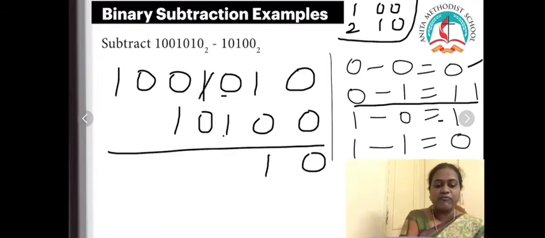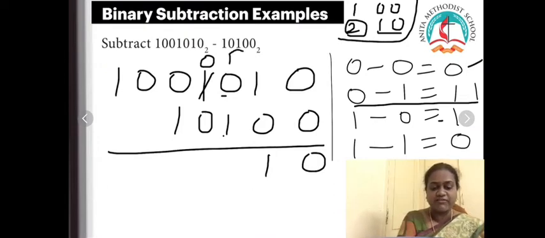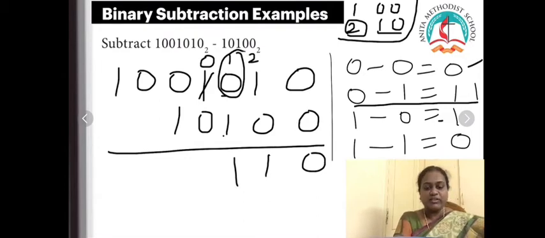So here we have 1. So from 1 I am going to borrow 1 here. So this will become 0. So as I said, if it is 1 0, then the value is 2. You can think about the decimal value here, 2. So this will be 2. So 2 minus 1 will be 1 over here. So here 0 minus 0 will be 0.